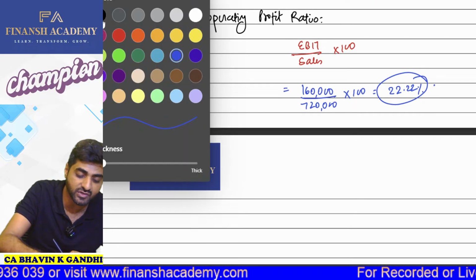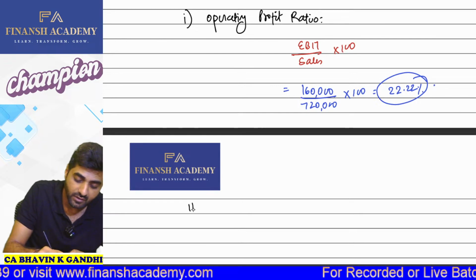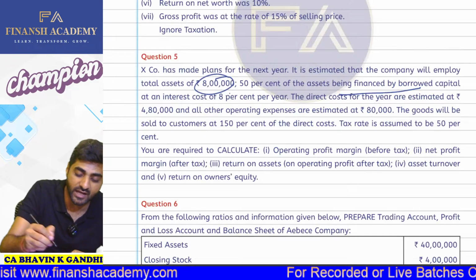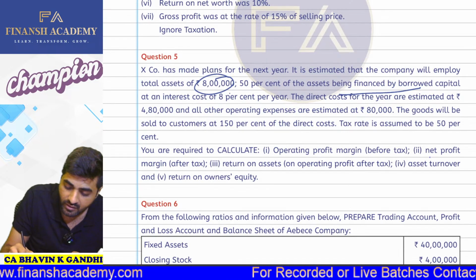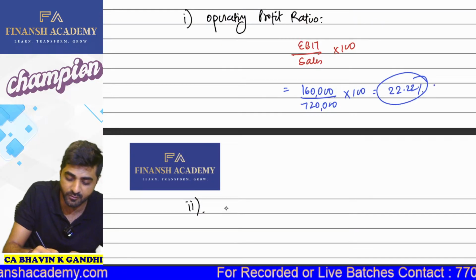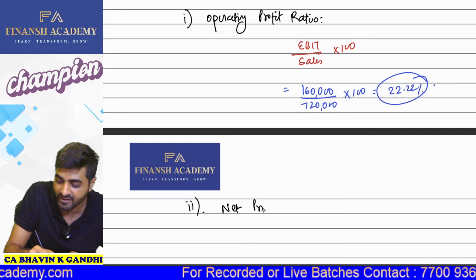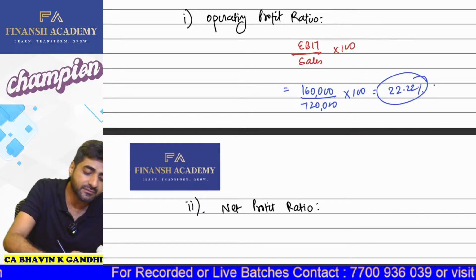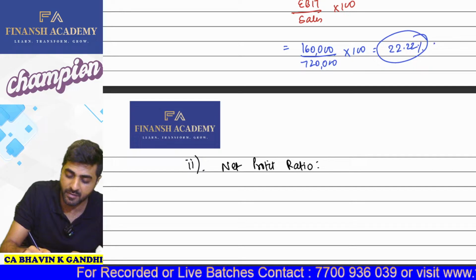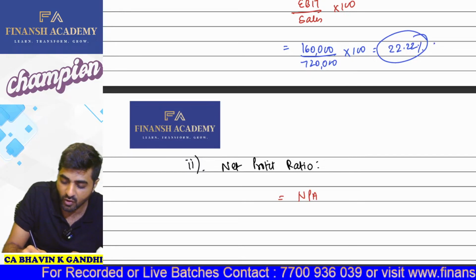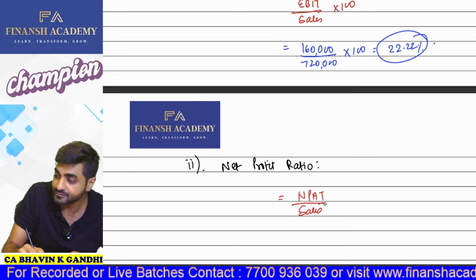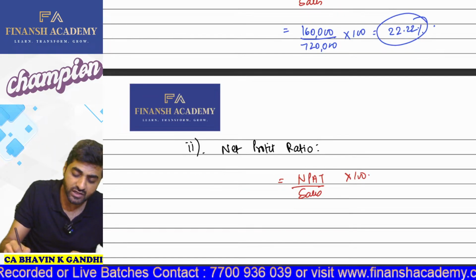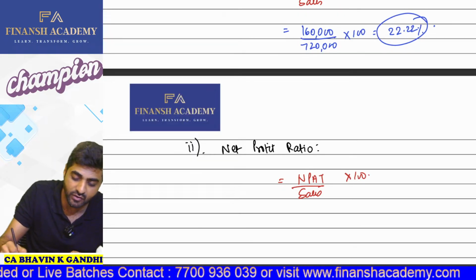Then what is the second ratio which you have? The second ratio which we have is your net profit margin. Oh, net profit ratio. Net profit ratio is always after tax, beta. So your net profit ratio will now be NPAT upon sales into 100. So guys, do you have NPAT? Yes, sir. We do have NPAT.